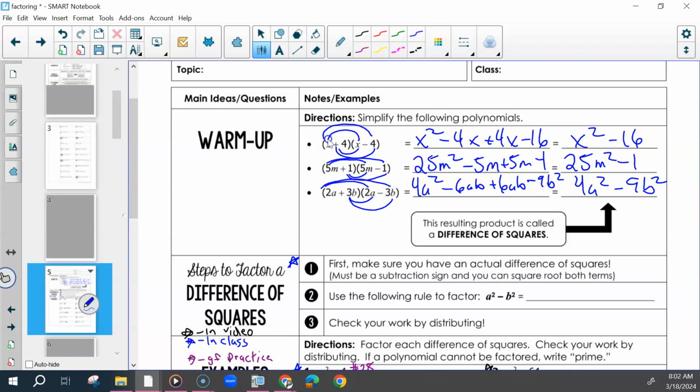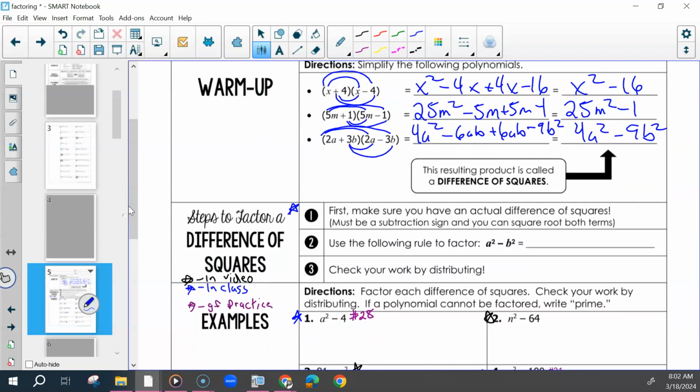write it in this format. Kind of like our GCF working backwards. So this is a different type of factoring. It still falls under the umbrella of factoring. When we're doing this, one, we have to make sure that we actually have a difference of squares that we're subtracting, not adding, because it won't work.